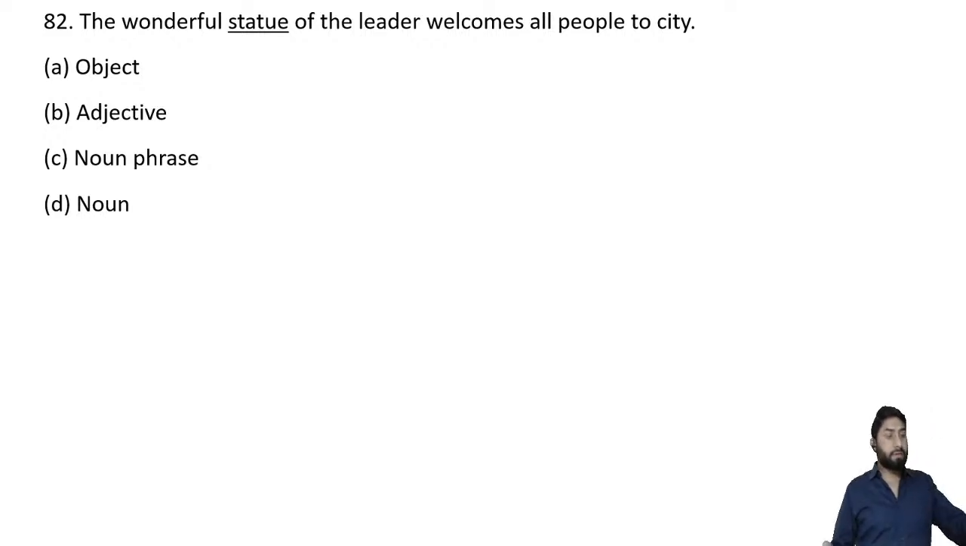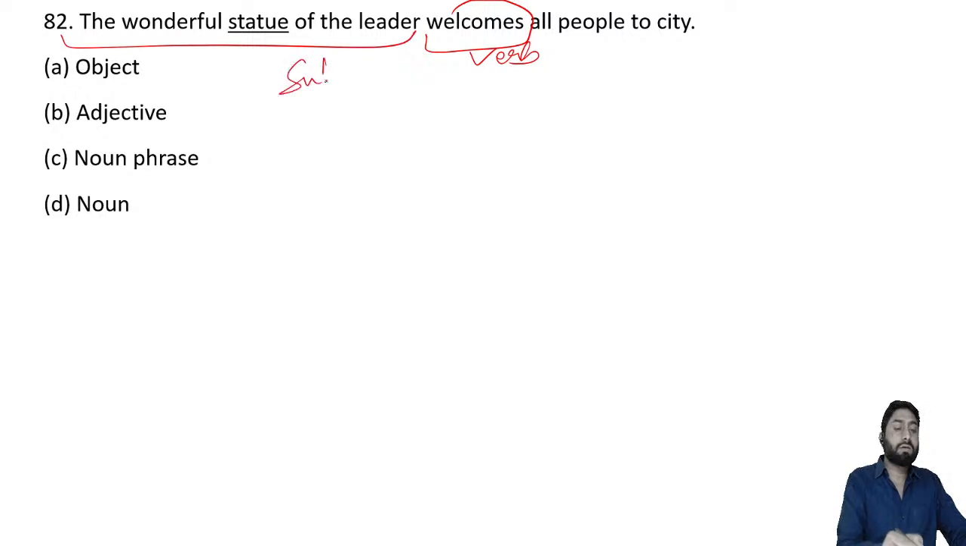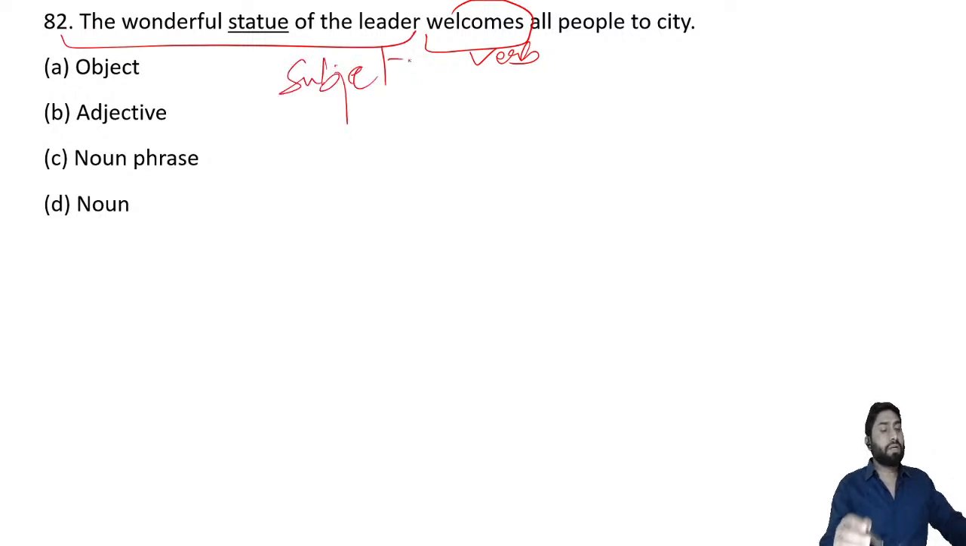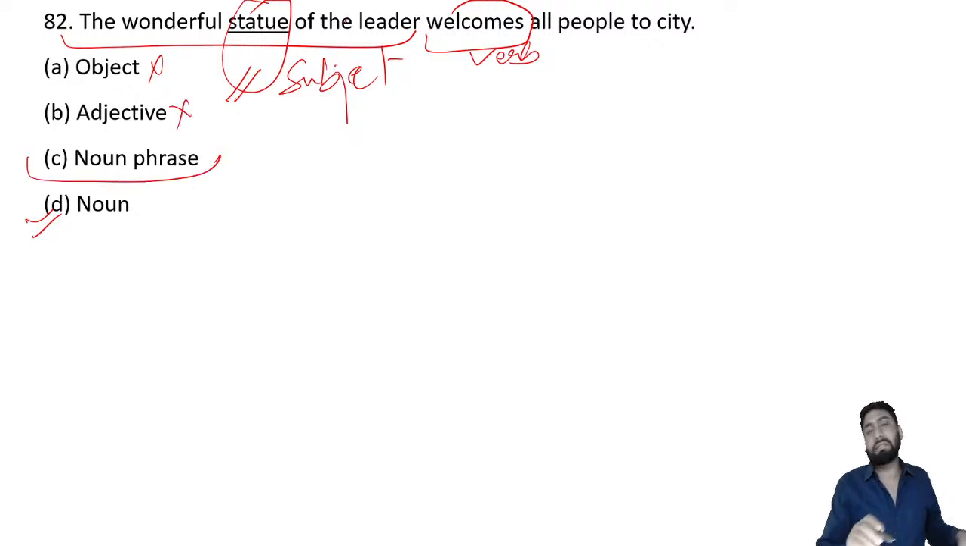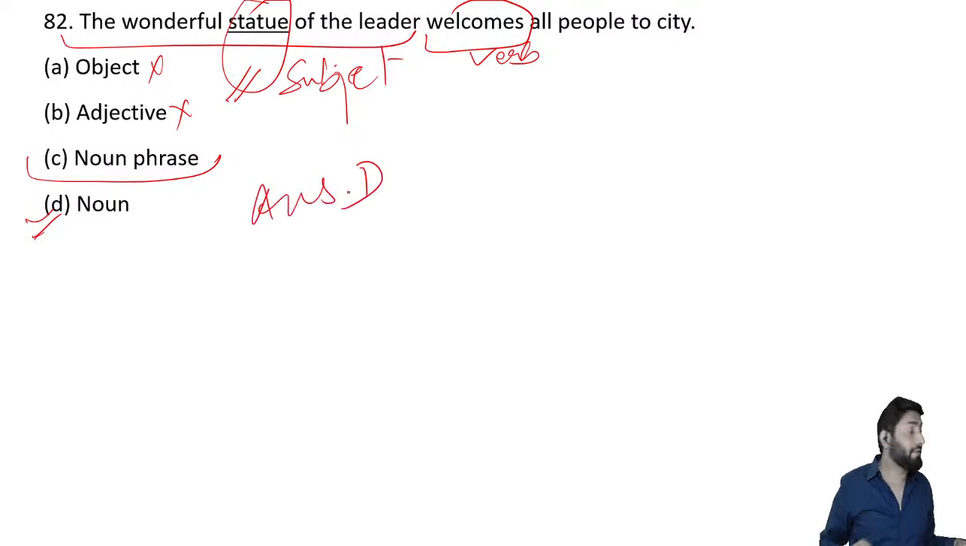So the wonderful statue of the leader welcomes all the people to the city. Welcomes, that's the verb, right? So this complete part is subject. And we all are familiar with the subject phrases, noun phrases and all. But यहाँ पे बात सिर्फ statue की हो रही है, so obviously it's a noun. It cannot be an object. It cannot be an adjective. Noun phrase तो अगर पूरे की बात करते, then you could have gone with noun phrase. It's noun. So the answer is D. 82 D. Next.